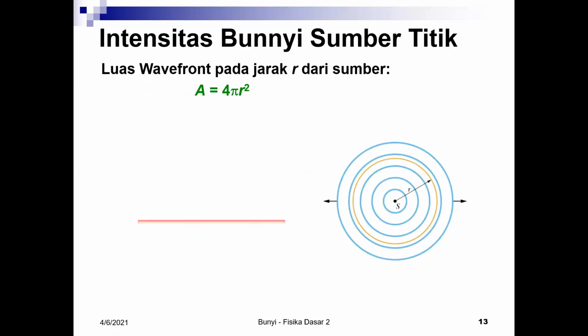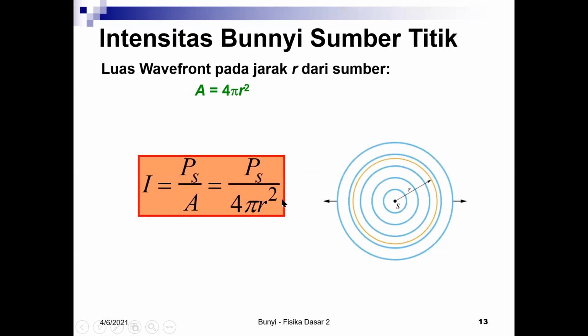So this is the intensity. A is the wavefront area at the distance r from the source. The area of the wavefront is 4 pi r squared, so we get that I is Ps over 4 pi r squared. If we stand near the source, we have higher intensity, and if we stand far away from the source, the intensity becomes less and less.